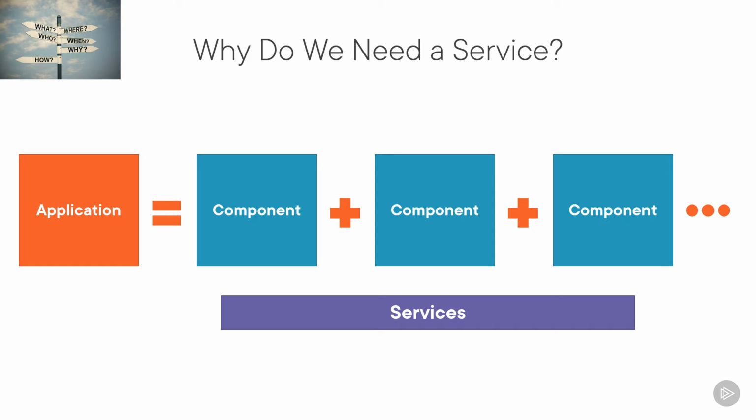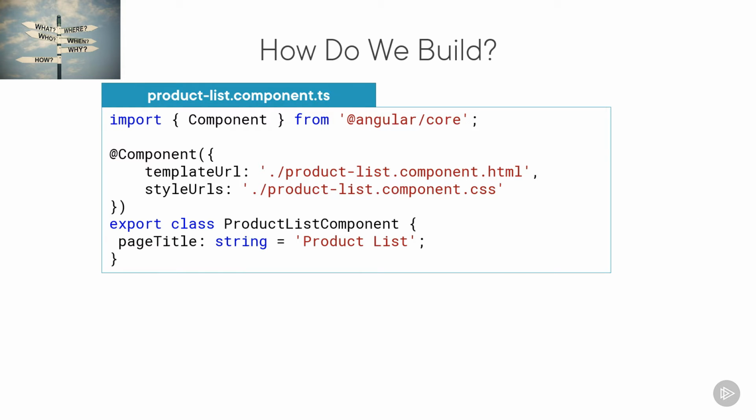Why do we need a service? We uncovered several reasons for building a service: to implement functionality that is independent from any particular component, to share data and logic across components, and to encapsulate external interactions, such as with data access. And how? How do we build an Angular application? With code that looks like this. Export a class, attach a decorator, and import what we need.